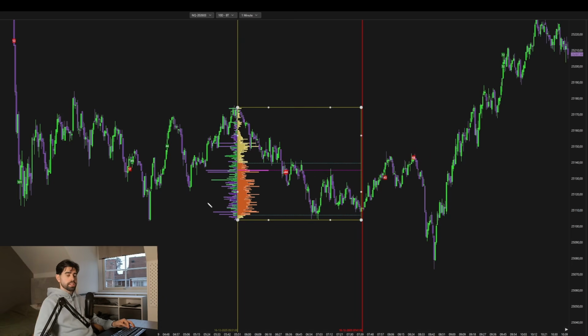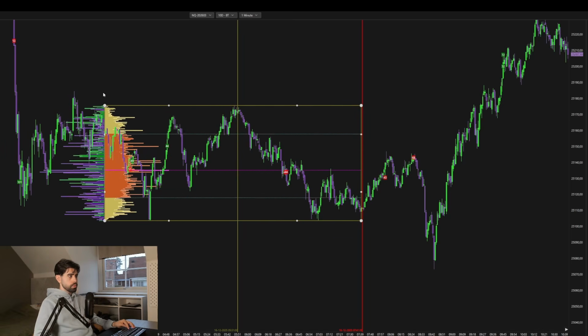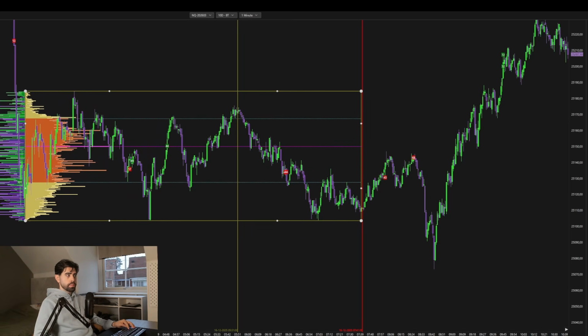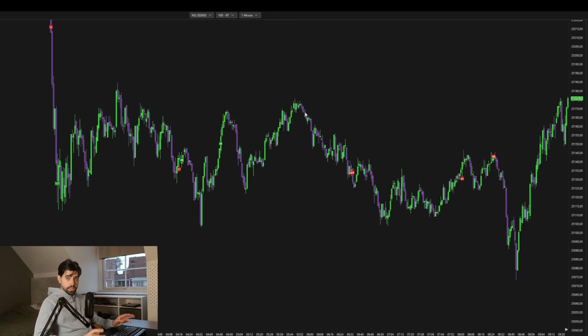Why would you plot it this way? You're missing all of this data. Why don't you include all of that data? It belongs to the consolidation area. So stop thinking about time. I want you to think about zones. So screw time, think about zones.